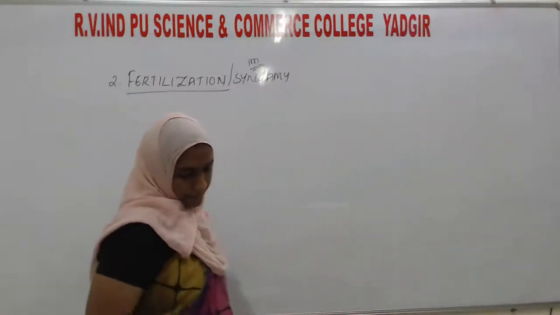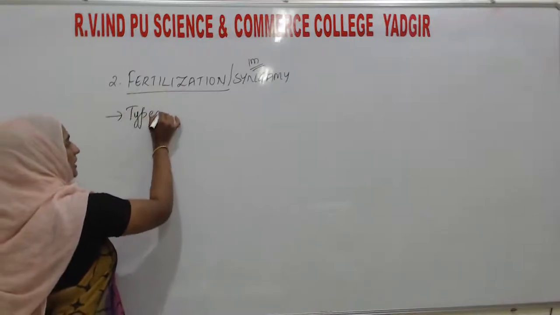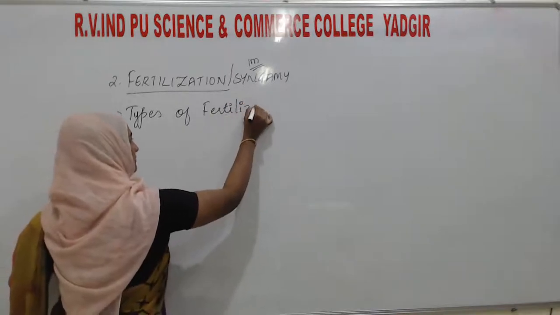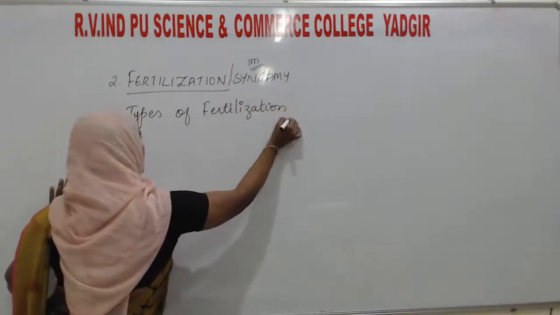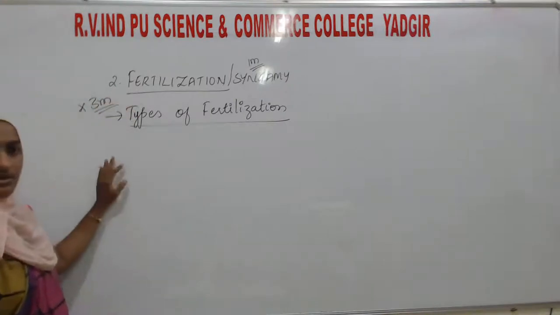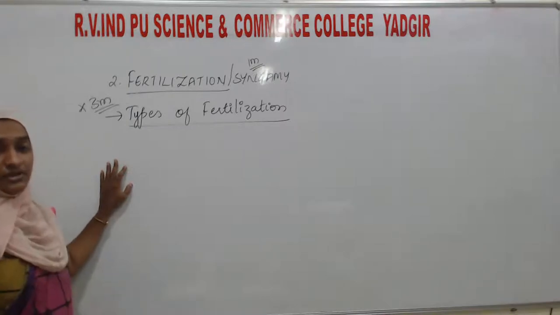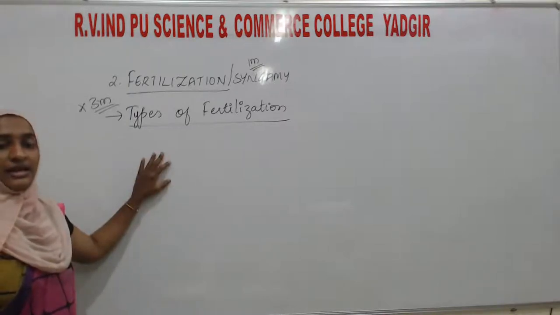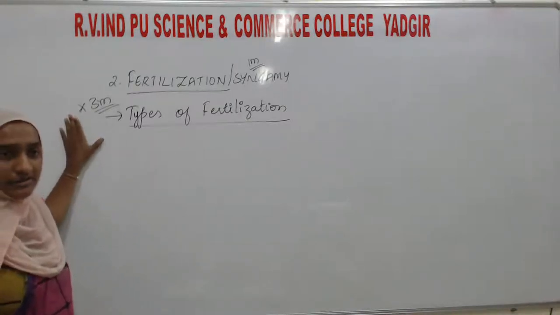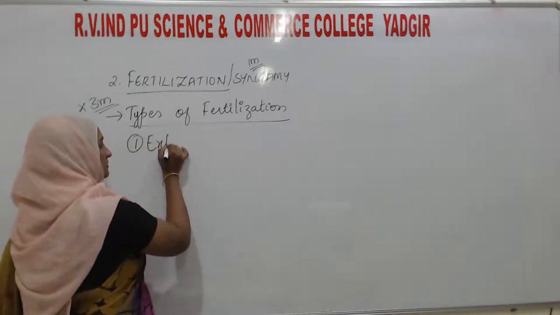So next, that is types of fertilization. This question will be asked for 3 marks. What are the types of fertilization? Otherwise, differentiate between the external and internal fertilization. That is for 3 marks. So first we will see about the external fertilization.